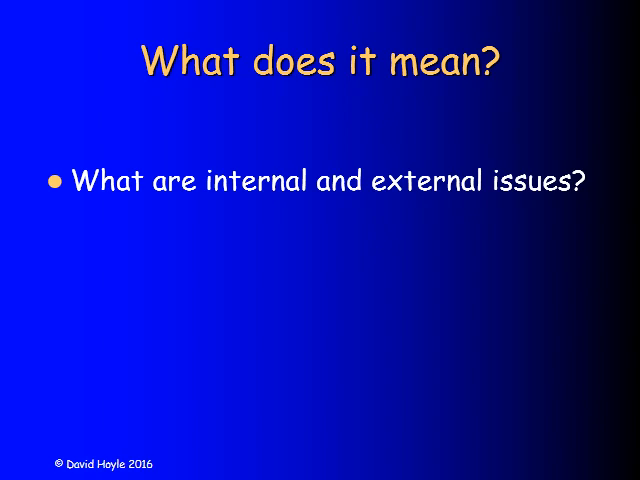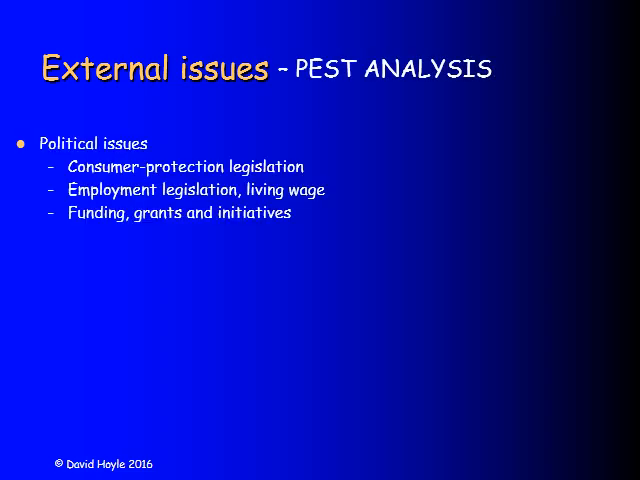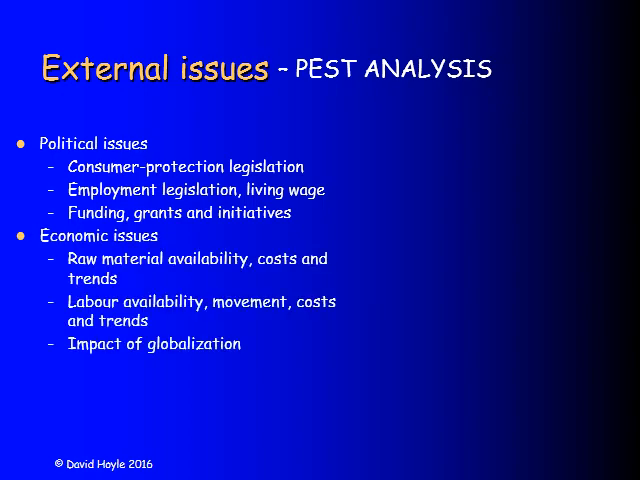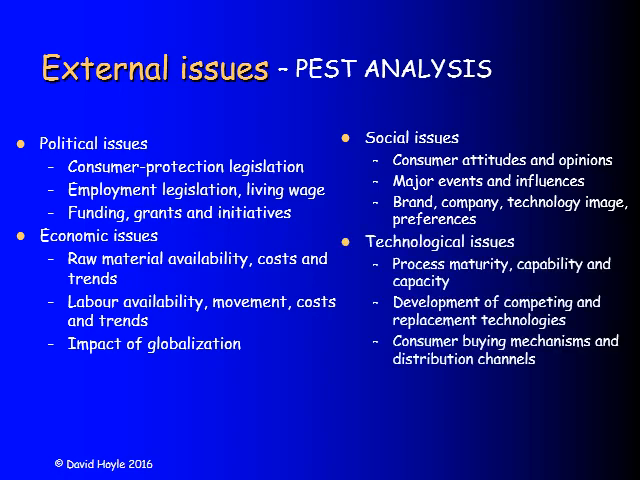What are internal and external issues? Well, they are the factors that affect our ability to fulfill our goals, and there are two techniques we can use for identifying these factors. To identify external issues, we can use a PEST analysis, and some typical topics for consideration are shown in the slide here. There will be political, economic, social, and technological factors that may affect the ability of the organization to achieve its goals. By analyzing these factors, one identifies issues that will either impede or facilitate achievement of those goals. Those factors that don't have any effect can be ignored until the next review.